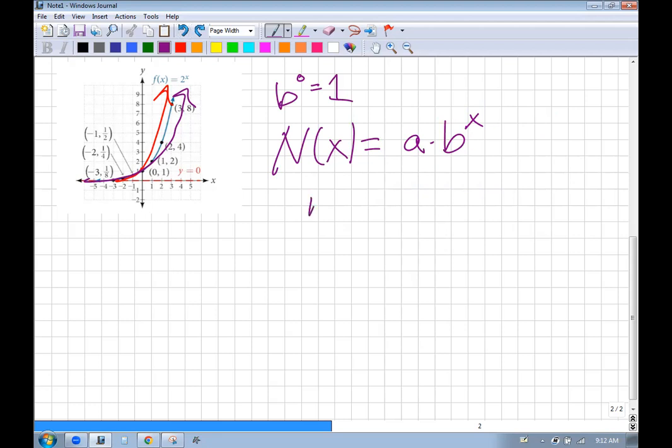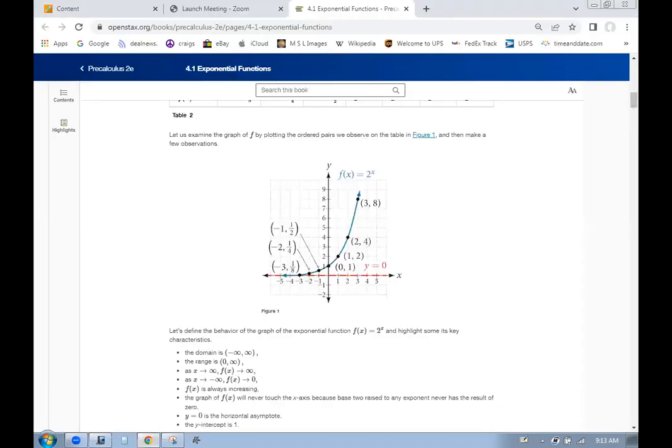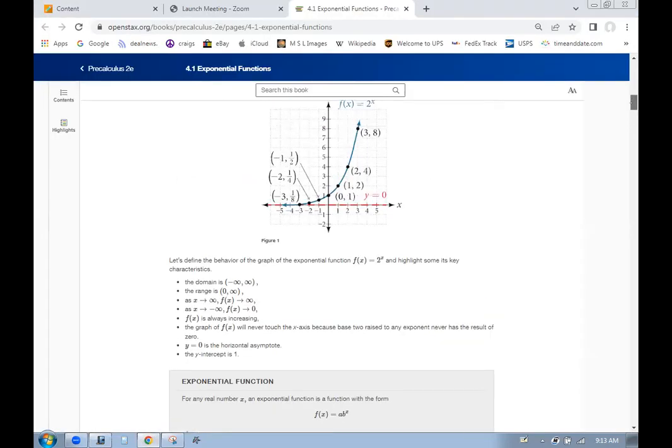So notice that you plug in 0 for x, this is just 1. So they call a your starting point. Starting point. And that's because if you plug in 0 here, this goes away and you just get a. Okay. So that's useful knowledge. Here are the basic properties of exponential functions.